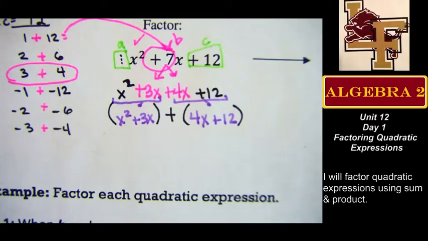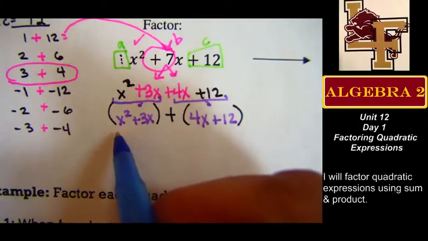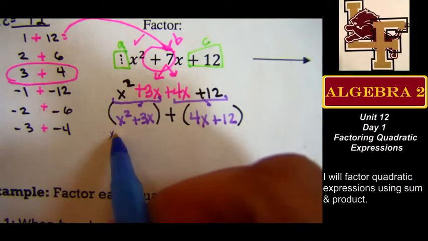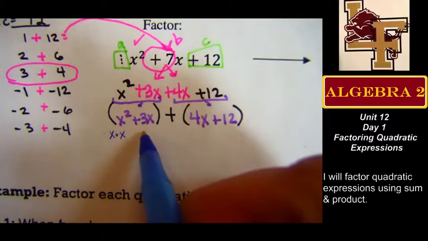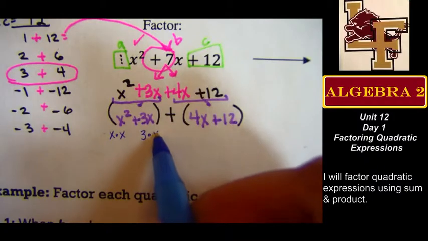All right, here's the next hard part. We're about to come to it. I need to write down, for each one of these little terms, the things that multiply together to give me them. Okay? To get to x squared, I multiply x and x. And to get to 3x, I need to multiply 1 and 3. 3 times x.